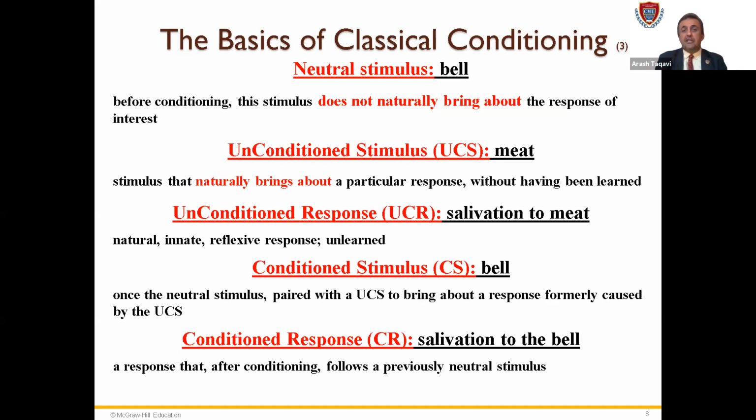The next one is conditioned stimulus. It is the bell, once the neutral stimulus is paired with the UCS to bring about a response formerly caused by the UCS. It is meat, it is secretion. Bell is paired with meat. Bell is a neutral stimulus. Bell doesn't cause any secretion in the stomach, any salivation. It is neutral. And it is the natural or unconditioned stimulus, meat, for salivation. The neutral stimulus and the natural stimulus are paired together.